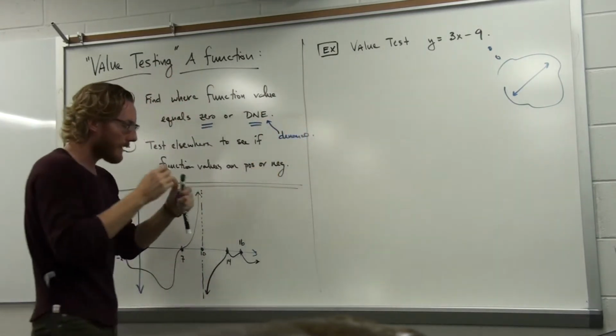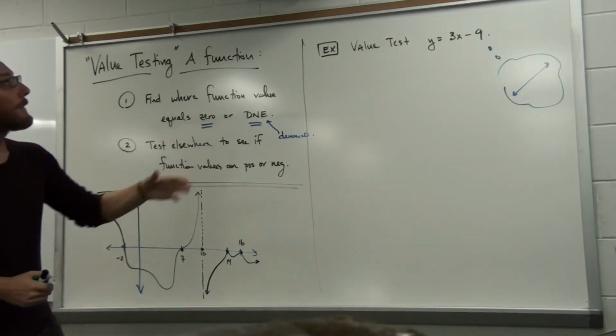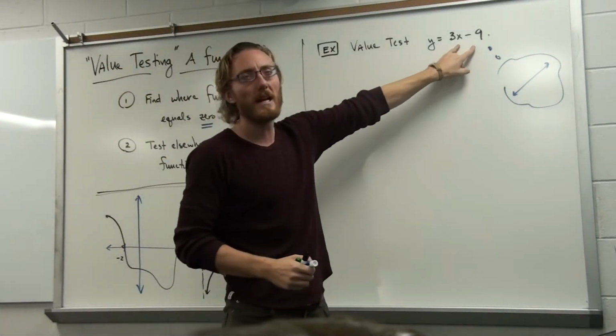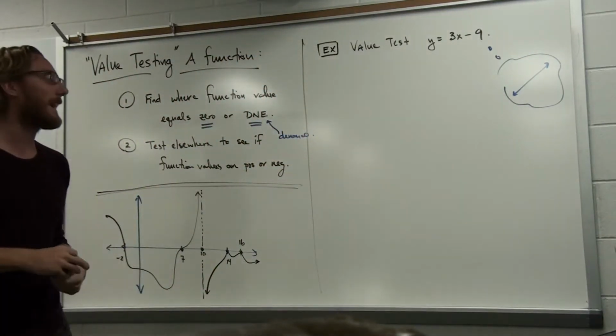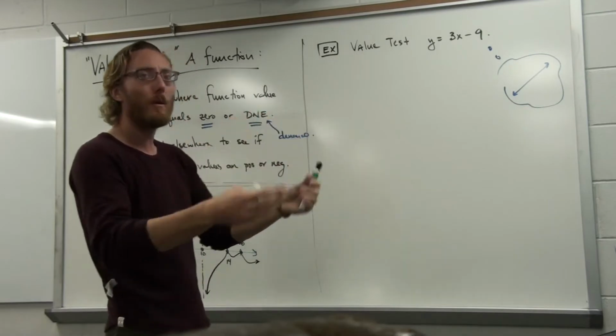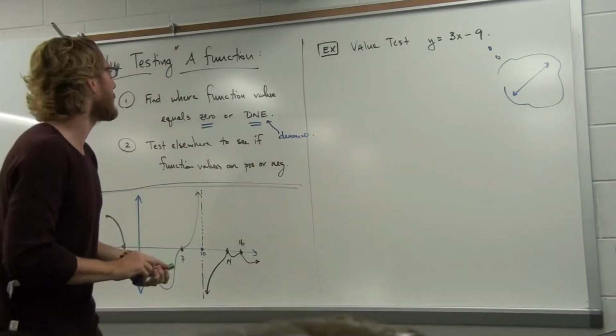It doesn't happen all that often, frankly, but we need to be conscious of it in the event that it ever would. But in this case, note, this function 3x minus 9 has no denominator, so we're not going to worry about the does not exist case. If the function had a denominator, we'd have to worry about where the denominator was 0, but that is not the case here. So what do we need to do?